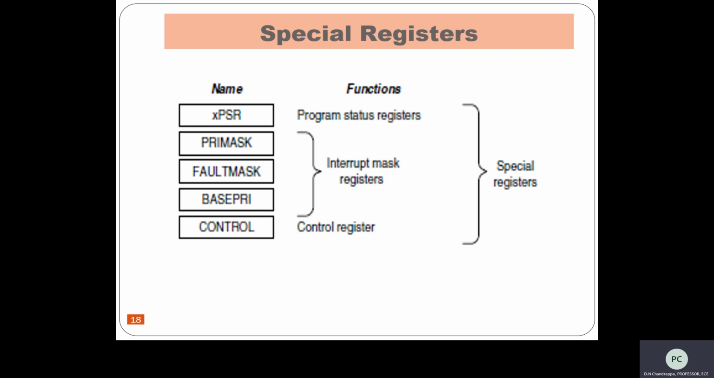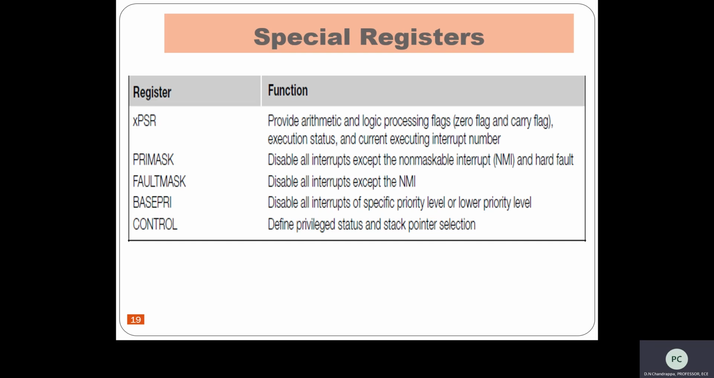Now we're going to discuss the functions of these special registers. What about the first one, the program status register? It provides arithmetic and logic processing flags, for example the zero flag and carry flag, the execution status, and the current executing interrupt number. This is the main function of the program status register.